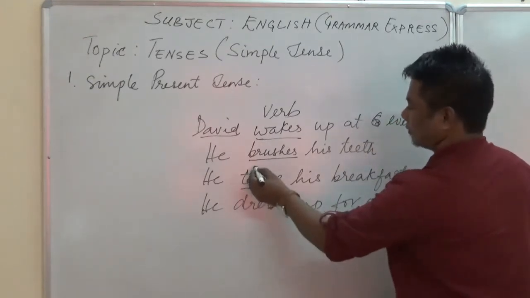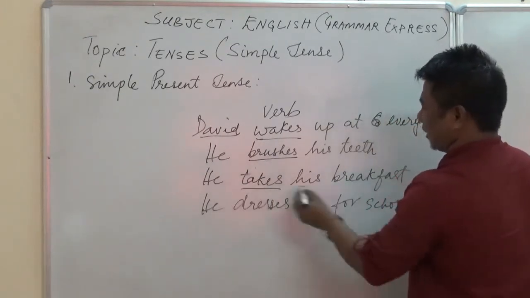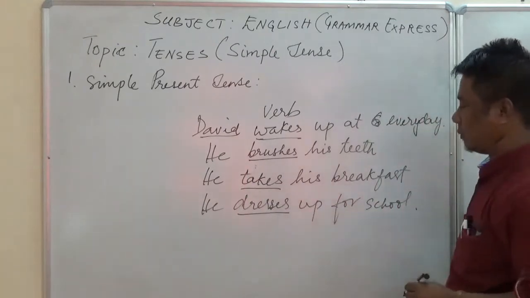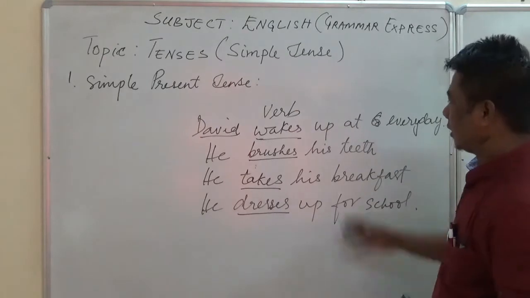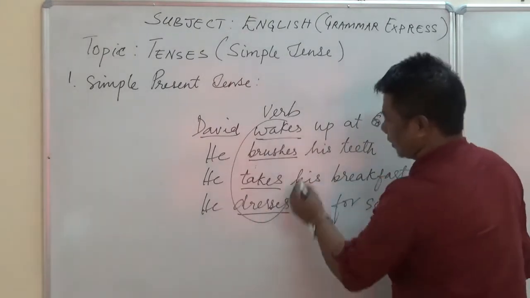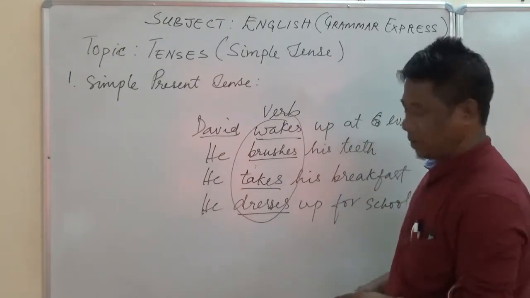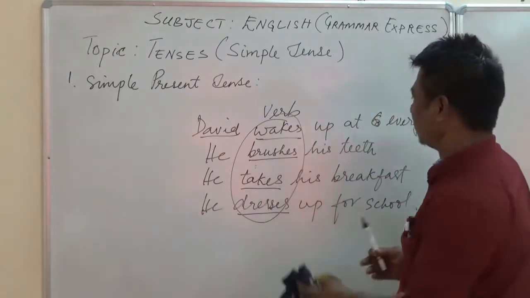Look at the verb here. Dresses. You look at all the verbs used here. It uses the verb, the first form of the verb, as we have already written before.